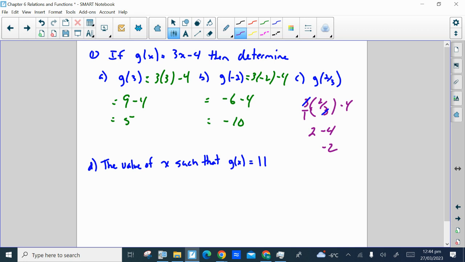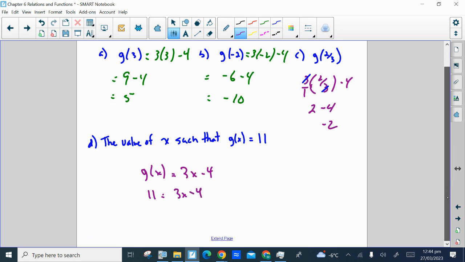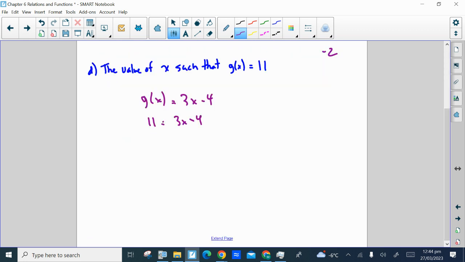Then part D says, what is the value of x if g(x) equals 11? Again, we're starting with the original expression that g(x) equals 3x minus 4. In those first 3 questions above, we were given a different value of x every time. We wanted to find g(3), so what is the value of the function when x equals 3? Then we found g(-2). What is the value of the function when x equals -2? This is saying that g(x), which is the entire left side of the equation, is 11. We want to find out what x is.